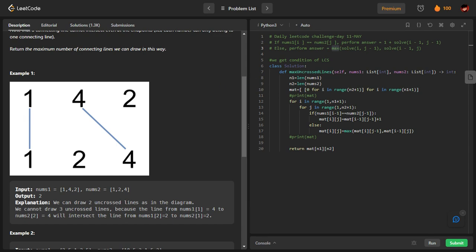Because we don't know now what will happen in the future, maybe elements start matching here or here. So which is the best way to remove? That's why I'm taking the max. I don't know what's there in the future or what's there to the left of that. So we are taking the max of it.